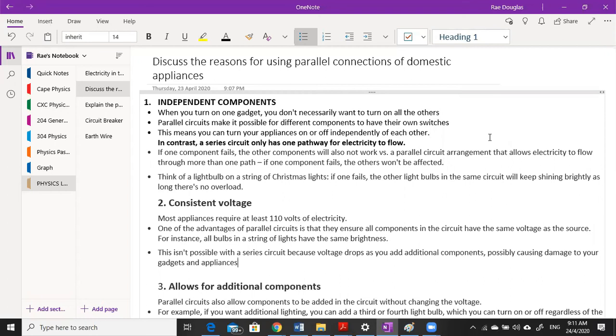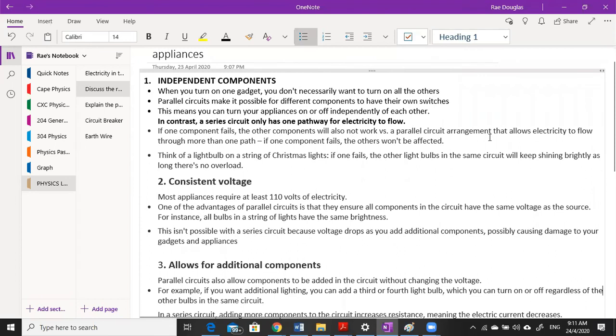Now, another thing here, it allows for additional components, which means that you can add other things to your circuit without it interfering with anything. So if I wanted to go back and adjust my circuit to having 3 light bulbs, it wouldn't affect the brightness. The bulb would still have the same brightness, providing that the power source is there to give it the requisite amount of voltage that it needs.